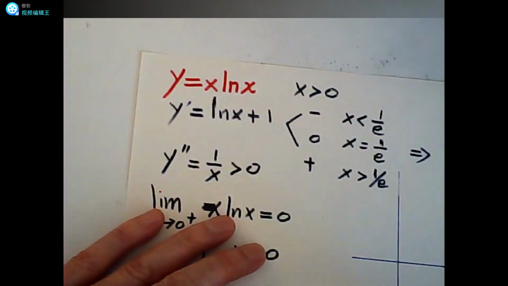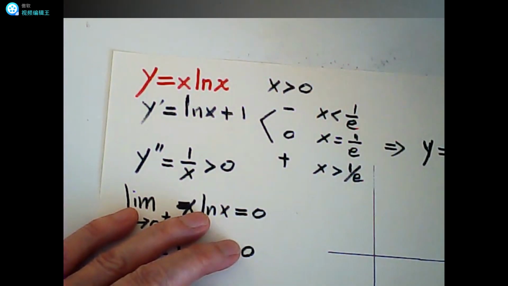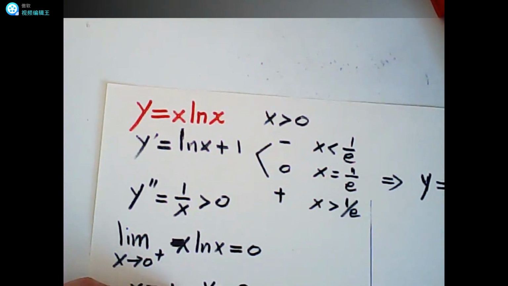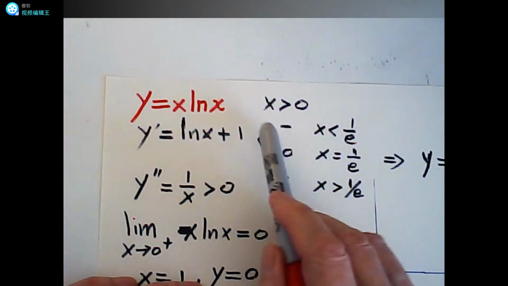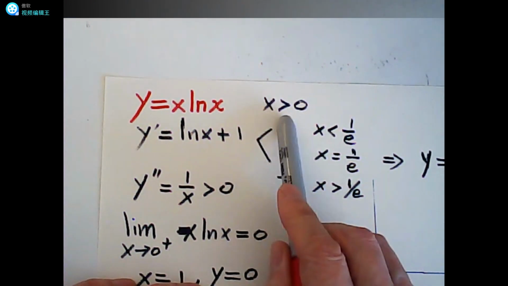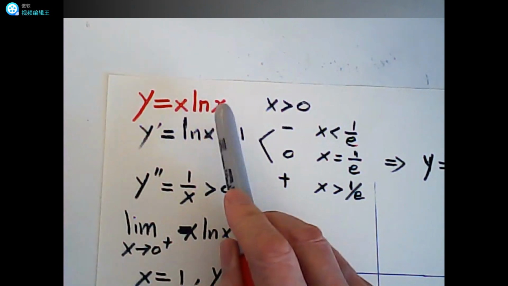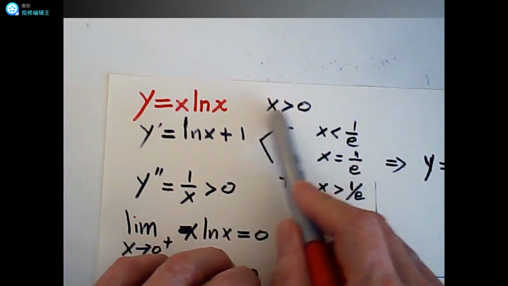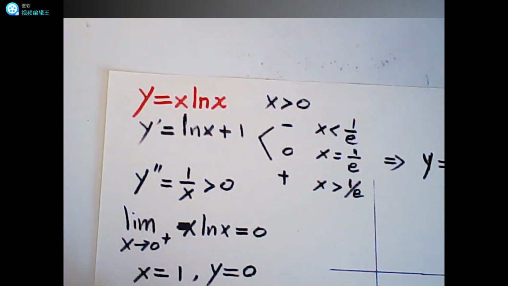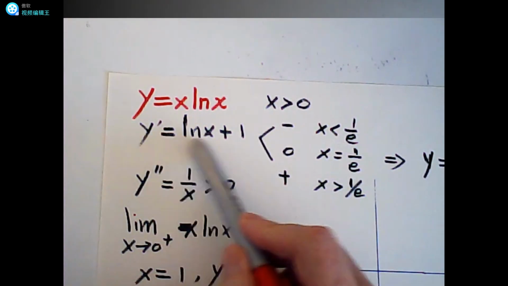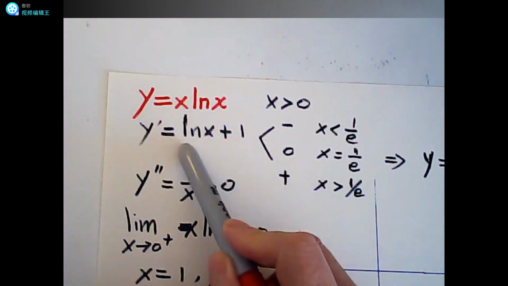Continue curve sketching. Let's take a look at this function, okay? y equals x log x. Now the domain is positive values, right? x cannot be negative. So this is the domain. And the first derivative, that's the first derivative.